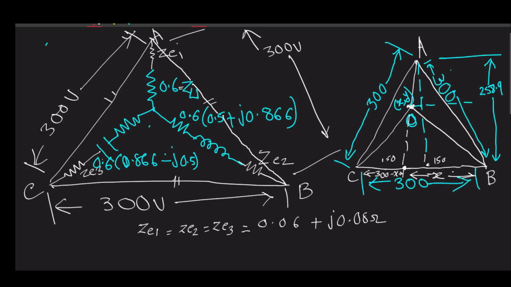Now as the three-phase voltage and current can be represented in a two-dimensional plane, even for the shifted neutral we can find its coordinate like x comma y. Now this is the height of the triangle. It is just like root 3 by 2 into 300. That gives us 258.9. That is the height. The length of AE is 258.9.